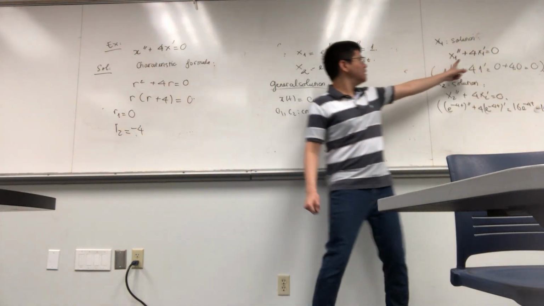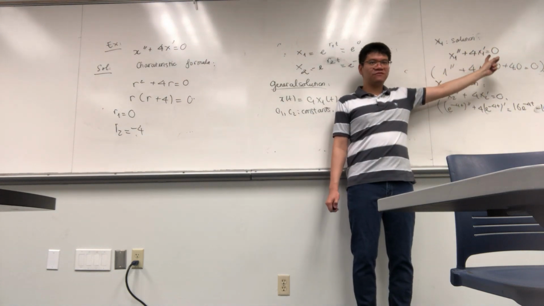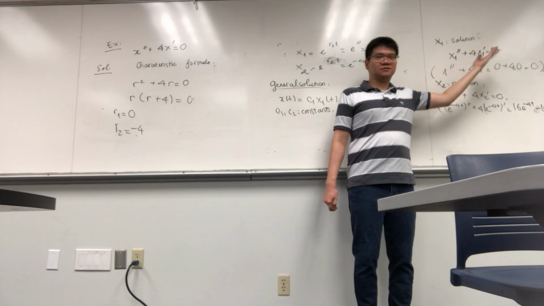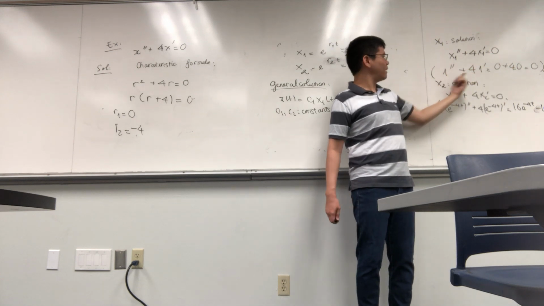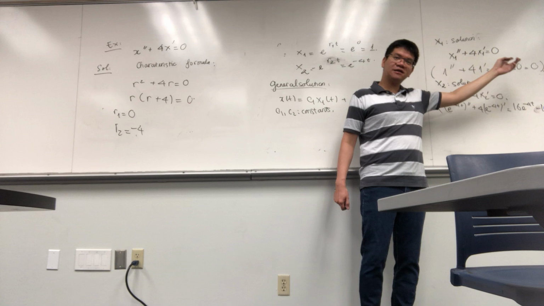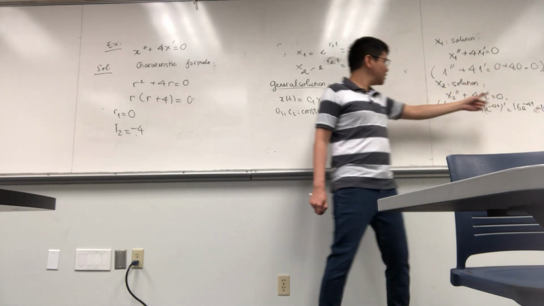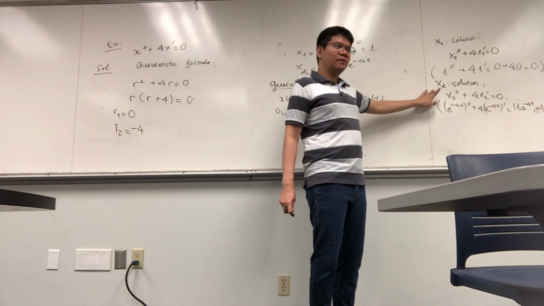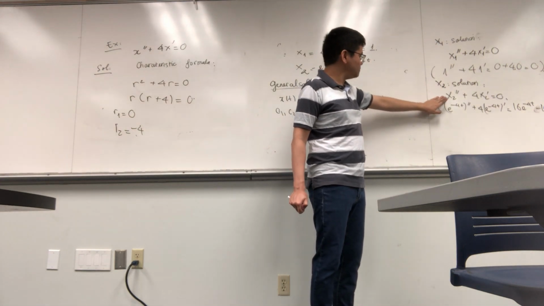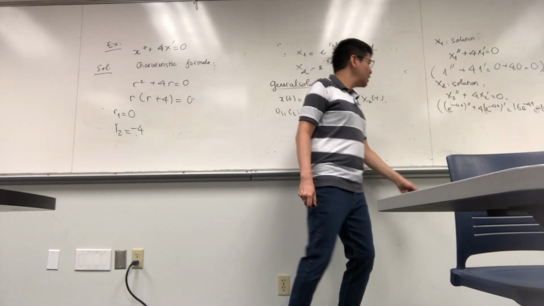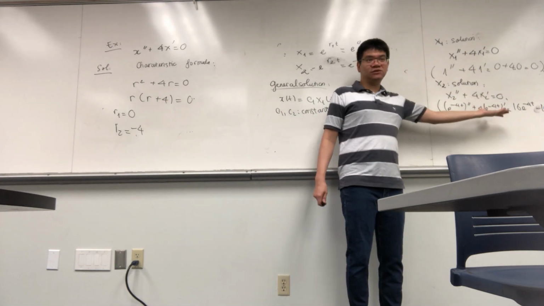x1 is a solution, which means that x1 second plus 4 x1 prime is 0. This is easy because you plug 1 there, and the second derivative of 1 is 0. The first derivative of 1 is also 0. x2 is a solution. This means that x2 second plus 4 x2 prime is 0. This is also easy to check, right?